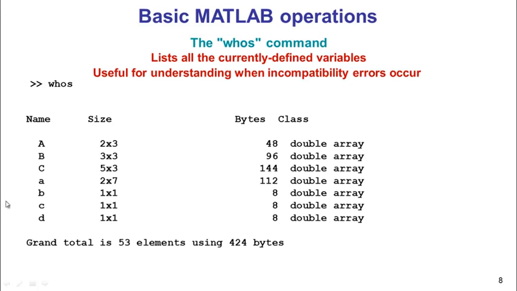For instance, you can look at little a and say, well, I didn't mean for it to have more columns than rows. I meant for it to have a lot of rows and only a few columns. So obviously I did something incorrect when I defined the variable little a. So the whos command is good to check every so often to look up all your variables and what their dimensions are.